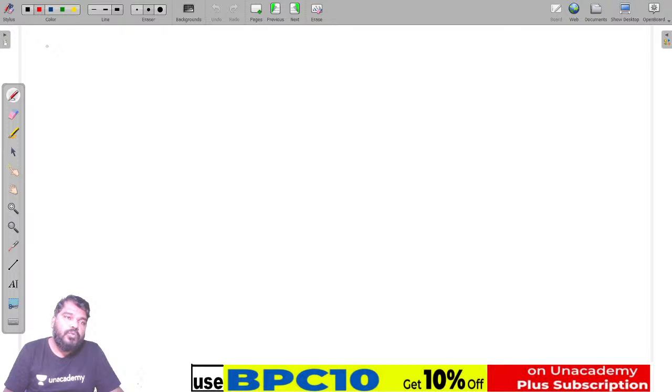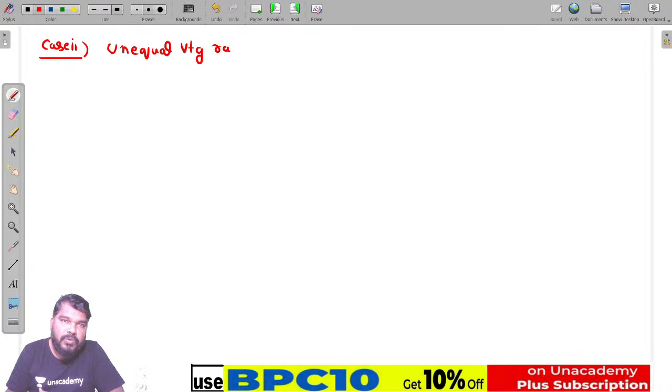Case 2. So how do we get case 2 values? Here we have unequal voltage ratios.